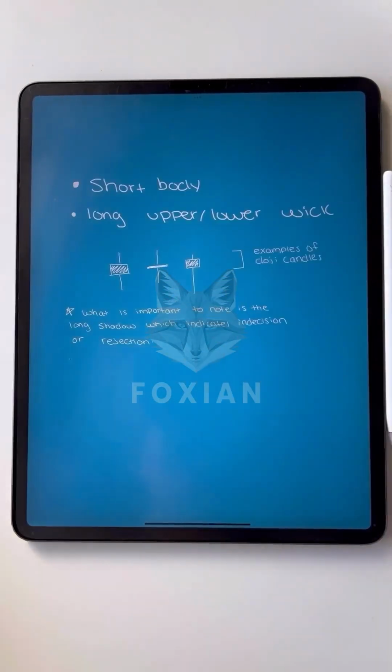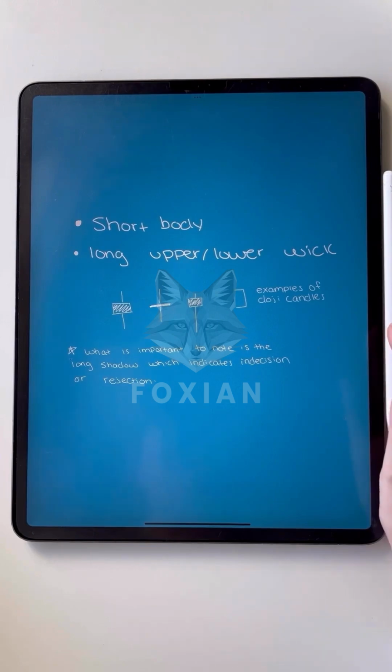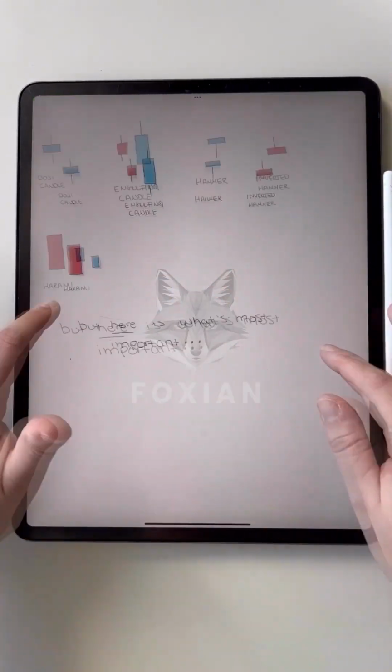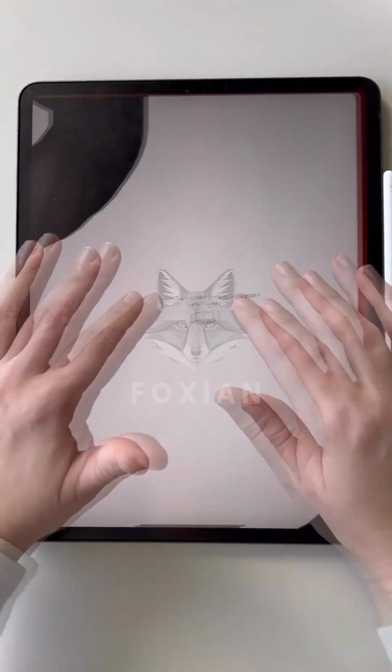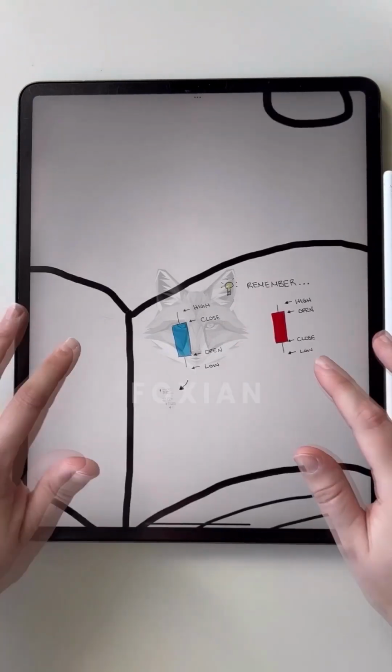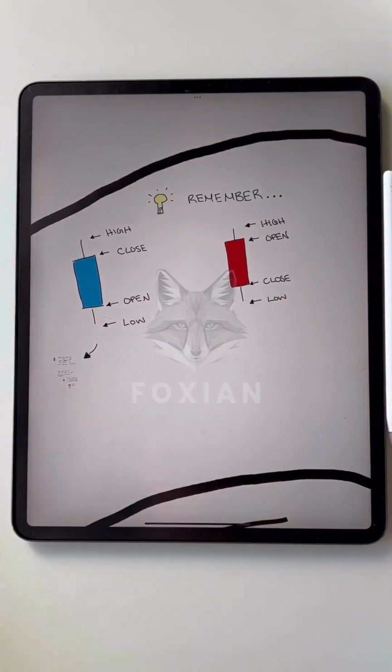If we take a look at the doji, for example, we can see that what's important to note is the long shadow, right? Which is indicating indecision. And really, when we're looking at all of these patterns, there's always something that is most important you need to look at. And it's the story the candlestick is actually telling you. It's important to remember what a candlestick is showing you to begin with.